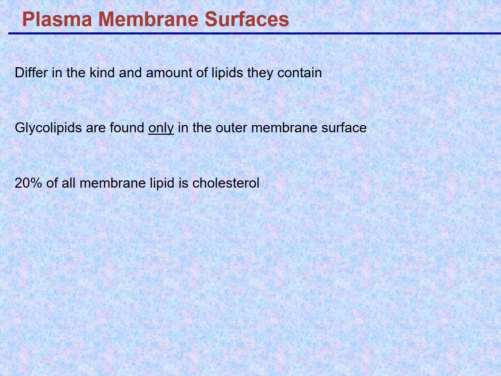Now, different cells might have different lipids in the membrane, different proteins. The inner face of the phospholipid bilayer does not typically have the exact same phospholipids as the outer face. There are differences. Glycolipids are found only in the outer membrane, not on the inner membrane. And a surprisingly large amount, as I mentioned, a significant amount of the membrane lipid is in fact cholesterol.